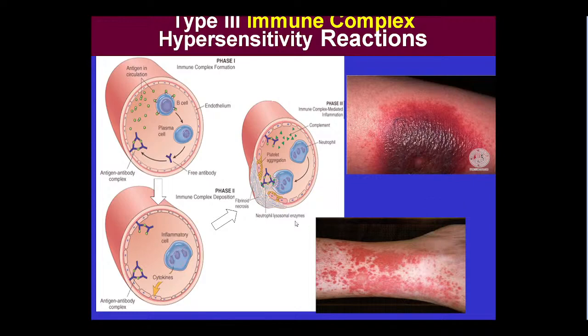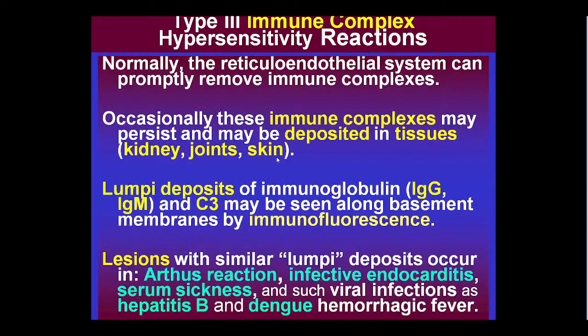You see skin rashes that have the pathogenesis drawn in this figure. So normally the reticuloendothelial system can promptly remove immune complexes, but occasionally these immune complexes may persist and may be deposited in tissues: kidney, joint, skin. We talked about this. Lumpy deposits of immunoglobulin G and M and C3b components may be seen along the basement membrane by immunofluorescence of the damaged organs.